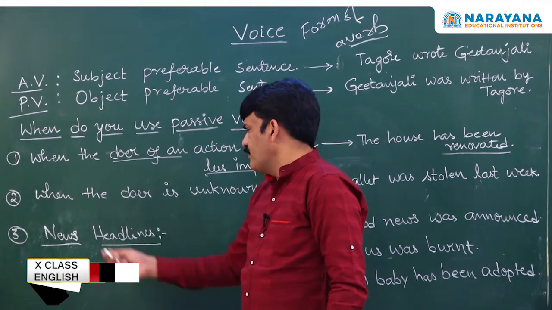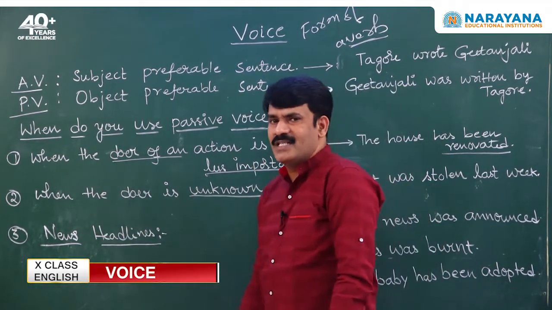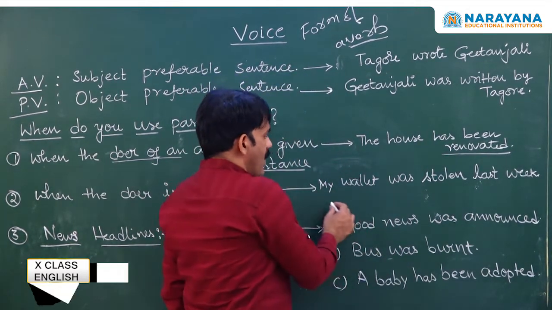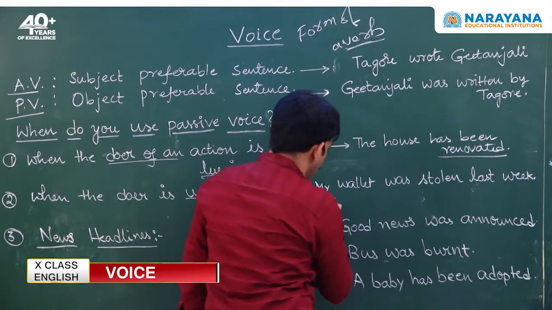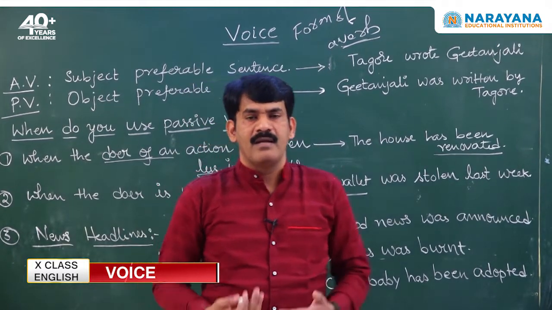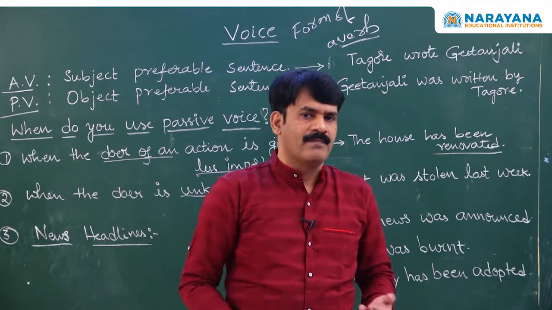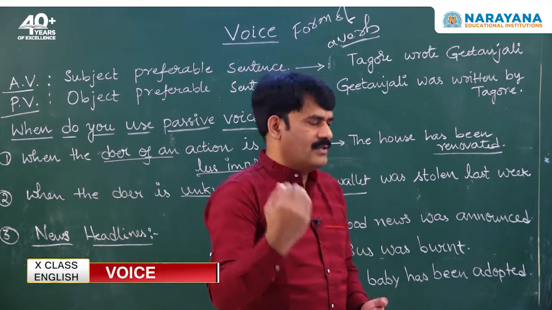Secondly, we use it when the doer is unknown. When we don't know the agent of an action, we use passive voice. My wallet was stolen. I do not know who did it. Somebody has stolen my wallet while traveling by bus. When we don't know the doer of an action, we use passive voice.